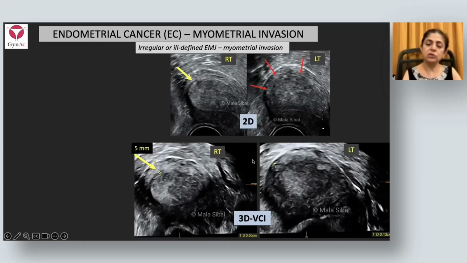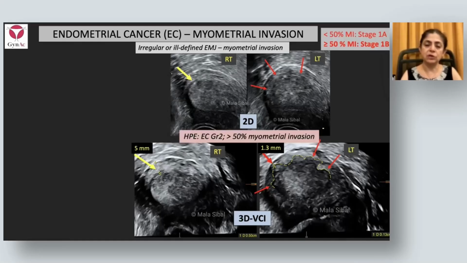Whereas on the left side, you could see on 2D, the endomyometrial junction was indistinct, but using 3D with VCI, we could see that the endomyometrial junction was irregular. There was invasion of the myometrium with only 1.3 millimeters thickness of overlying myometrium. So we could see here on the right side, the myometrium was 5 millimeters thick. On the left side, it was only 1.3 millimeters thick, telling us that there was more than 50% myometrial invasion, which was confirmed at histopathology.